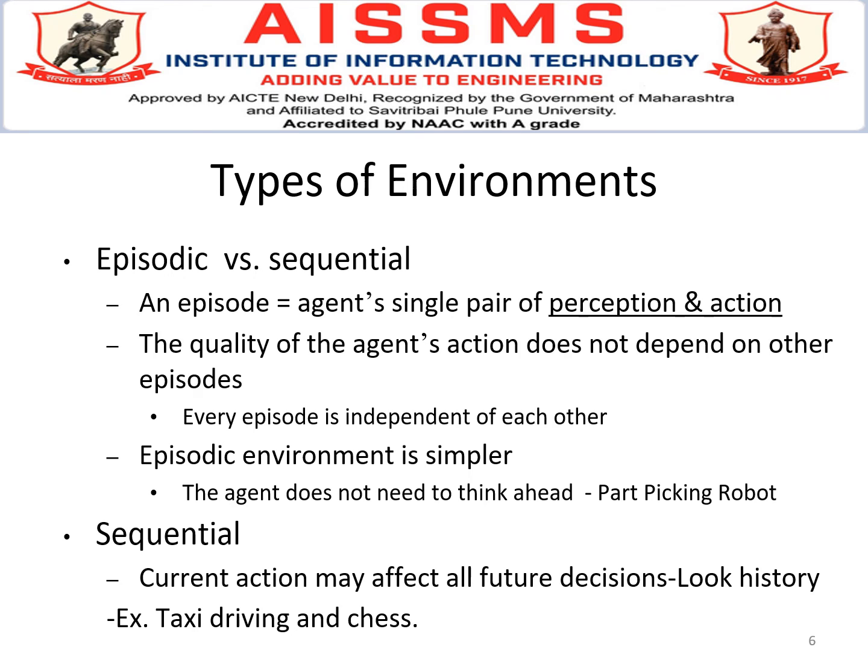The next type of environment is episodic versus sequential. In an episodic environment, the agent takes a single pair of perception and action, and the quality of the agent's action does not depend on other episodes. Every episode is independent of the others. There is no dependency between steps and the actions performed by an agent. So the episodic environment is simpler. The agent does not need to think ahead. It's like a part-picking robot.